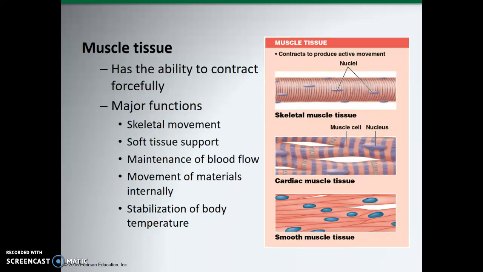Muscle cells have one function, and that is to contract. There are 3 different types. Skeletal muscle is attached to our bones and allows us to move. Cardiac muscle is found in the heart. And smooth muscles line internal organs to allow internal movements.